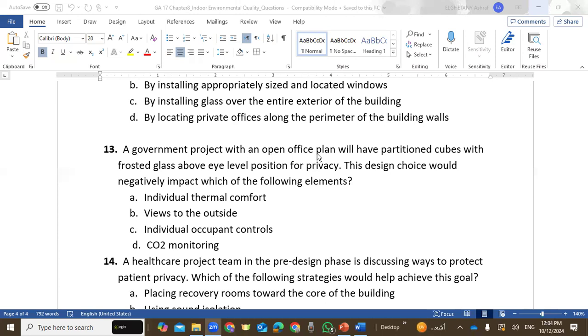A government project with an open office plan will have partitioned cubes with frosted glass above eye level. So you are sitting and you are seeing what? Frosted partition, because above eye level means it's facing your eyes. You know what frosted glass is. If you are an architect, like we put in the toilet, glass that is frosted so it will prevent the vision. This design choice will negatively impact which of the following? Thermal, views to outside. For sure, yes, your answer is correct. Views to outside. When I raise my head from my work, from the laptop, to look up, I will not see, I will see just frosted glass.